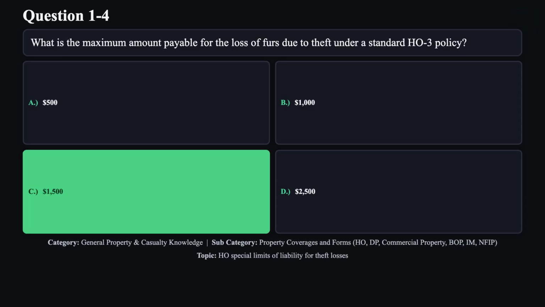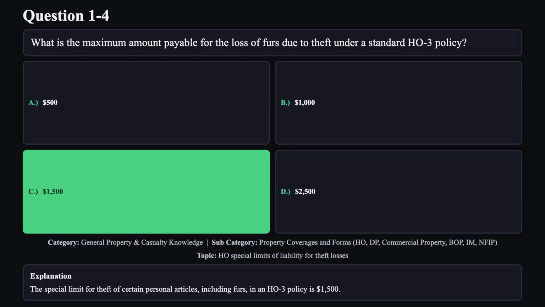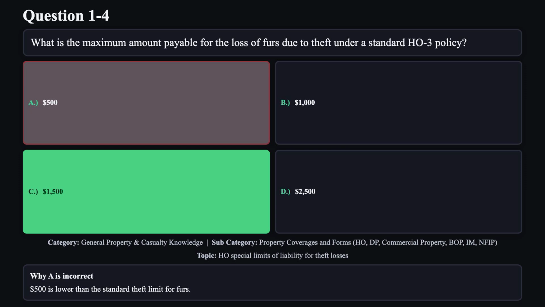The correct answer is C. The special limit for theft of certain personal articles, including furs, in an HO3 policy is $1,500. Reason A is not correct. $500 is lower than the standard theft limit for furs.